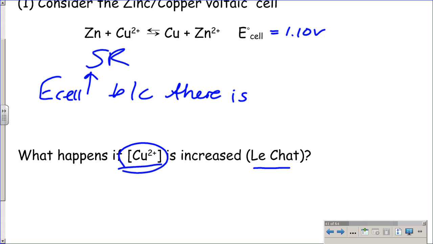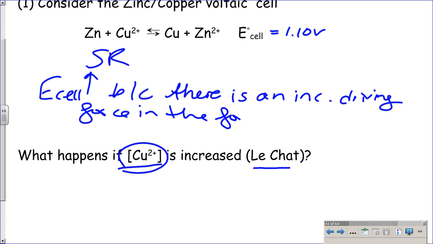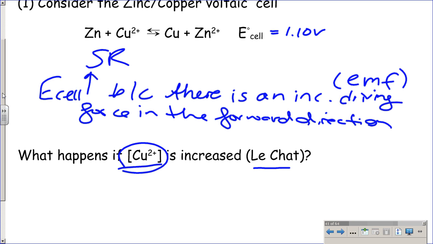there is an increased driving force in the forward direction. That is it. Do not overthink it. Do not go crazy and tell me about your life and your future and all this kind of stuff. I just want to know it's going to shift right, increase in the driving force of the forward direction. Or you could say increase in the electromotive force if you want to get more fancy.